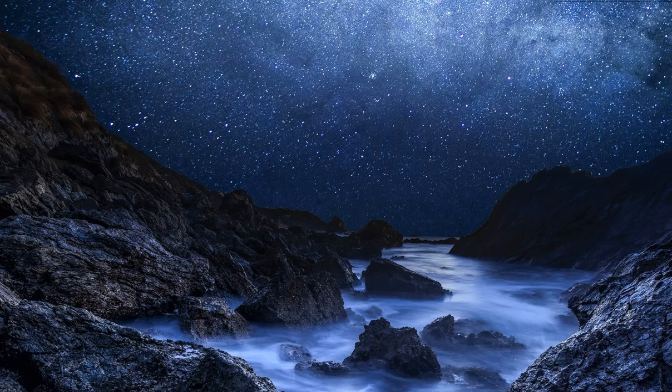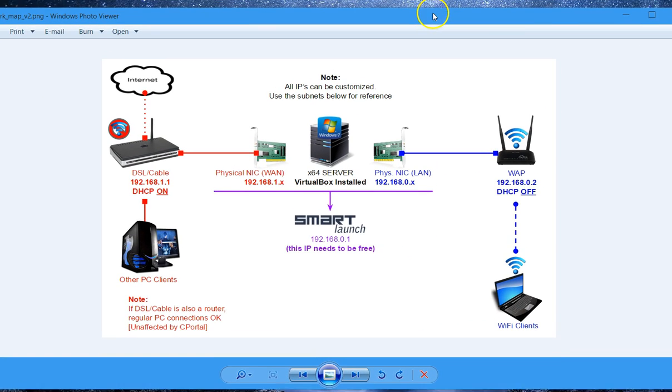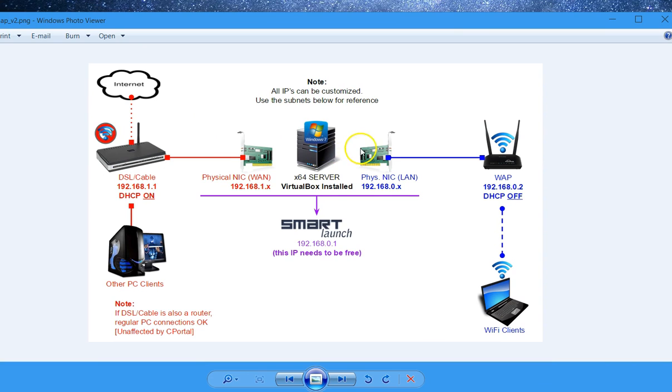So to start, I want to bring up the network map, and let's see how this is all laid out. Okay, so you have to have two physical NIC cards. They cannot be emulated, they cannot be USB, they have to be physically inside your server. Right now a 64-bit processor is required on your server, and this requirement will change in the future. But for now you have to have this.